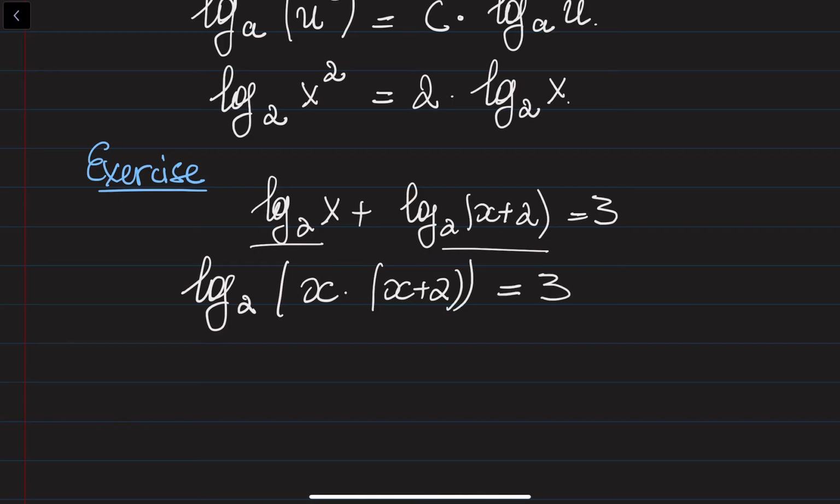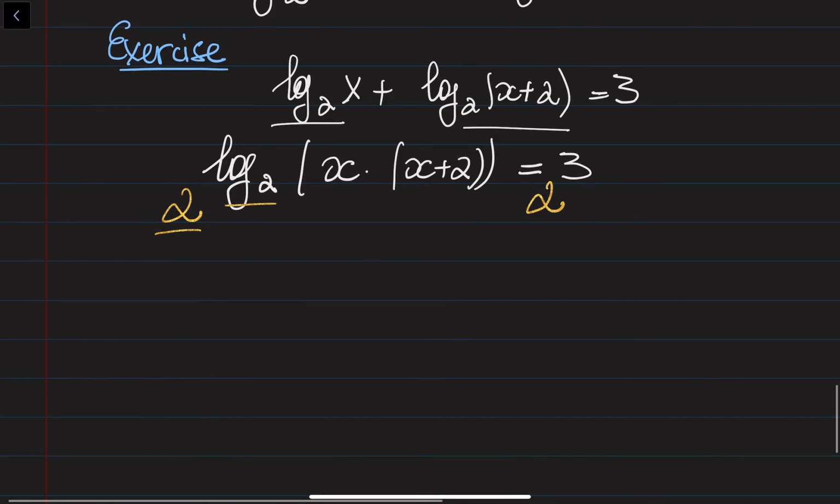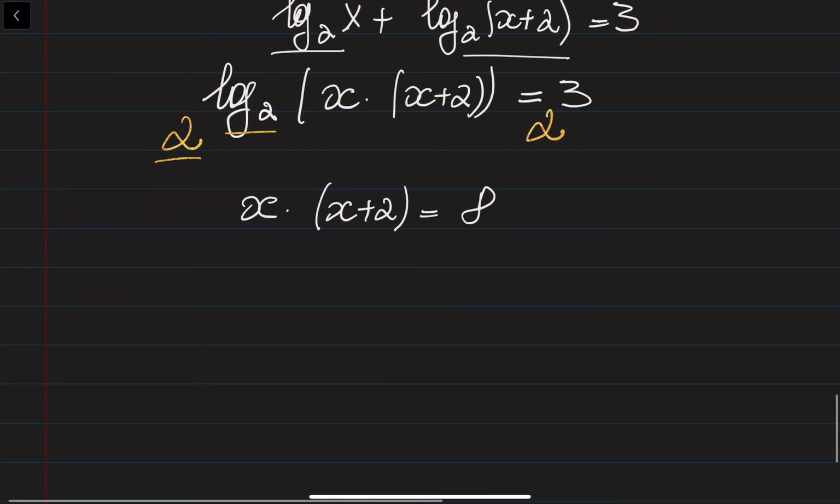Now we can apply the exponential function to get rid of the logarithm. I put 2 to the power of this log, and 2 to the power of 3 on the other side. The 2 and the log cancel out because they are inverses. On the left-hand side I will have x times (x plus 2), and this is equal to 8. Then it becomes a simple quadratic equation: x squared plus 2x minus 8 is equal to 0.